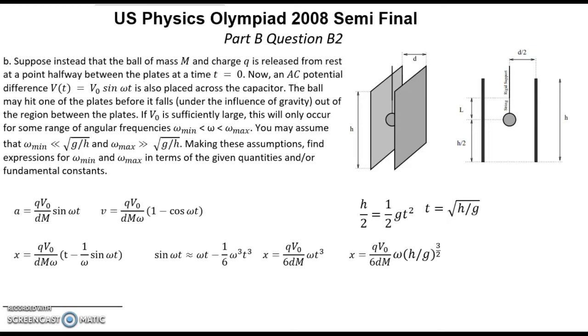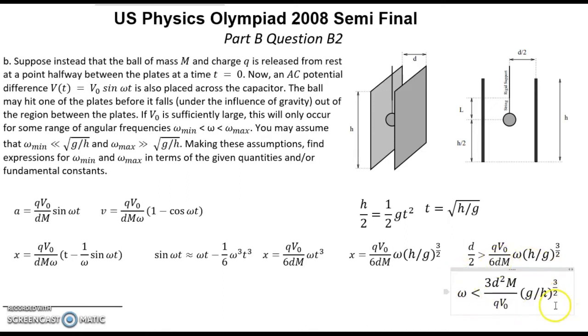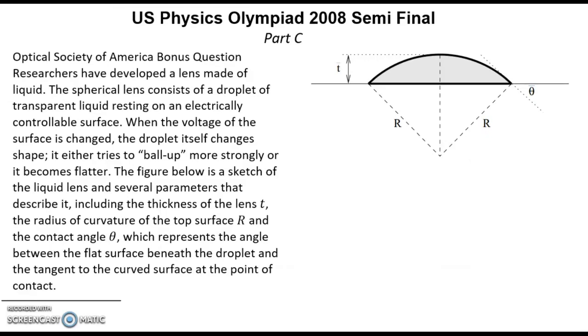But if we don't want to hit this plate, x must be less than d over 2. It means that we have this inequality, and finally we can find that omega must be less than omega minimum, which is this one. So we found that if omega less than this expression, which we can call omega minimum, we will not hit this plate. So that's the answer for question B. Part C. That was one question for this part, one problem.